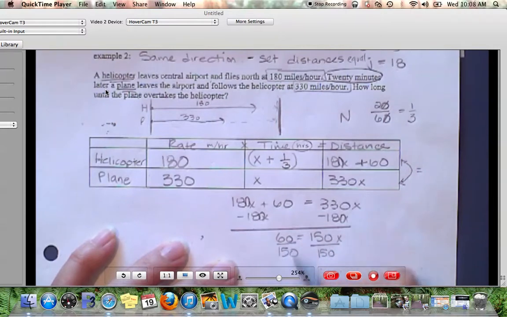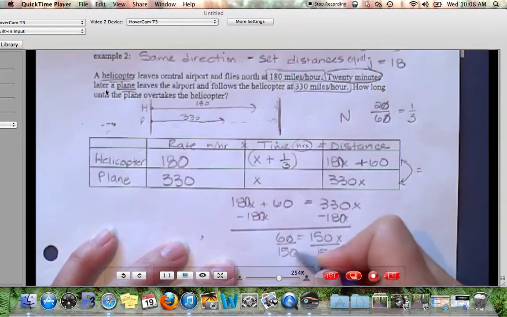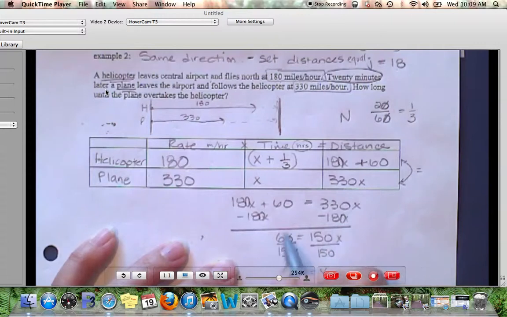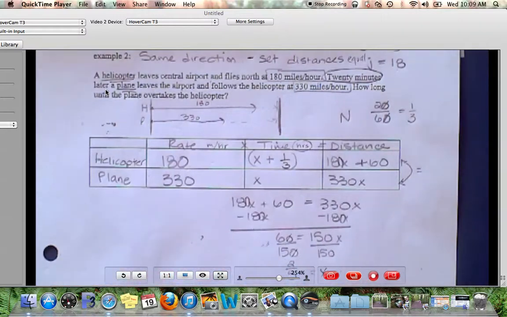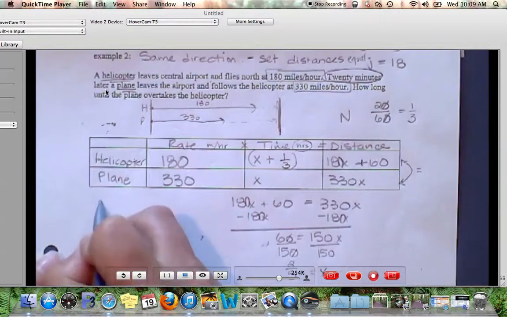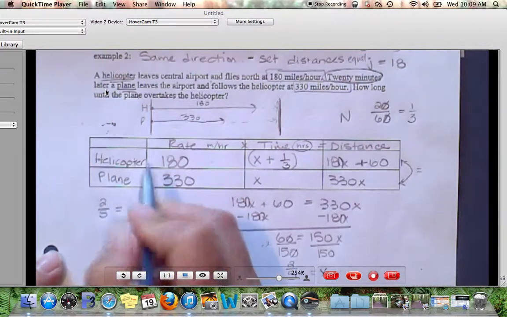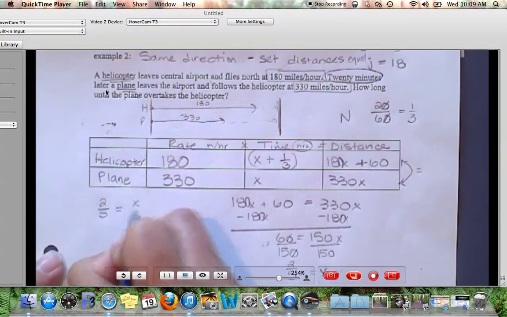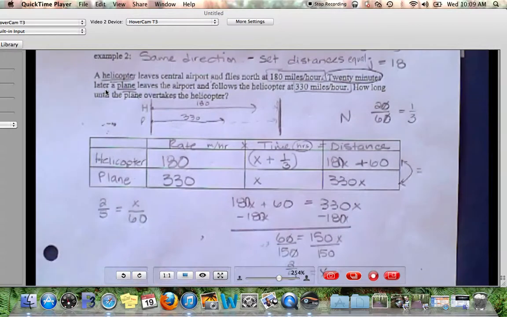Now it's okay that this is happening. We get x equals 60 over 150. Let's reduce this. So what number can we divide 6 and 15 by? We can divide them both by 3. So we get 2/5 of an hour. Okay. Now this is 2/5 of an hour. That's the time. We want to probably figure out how many minutes that is. So 2/5 of an hour equals how many minutes out of 60 total minutes?